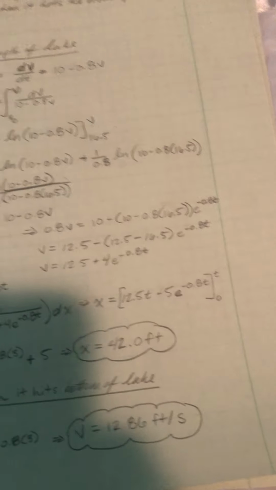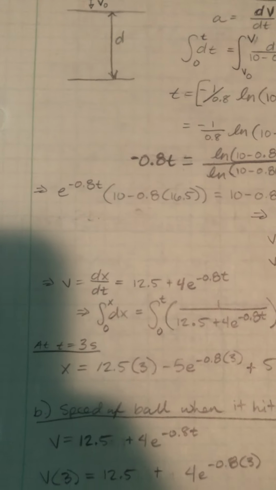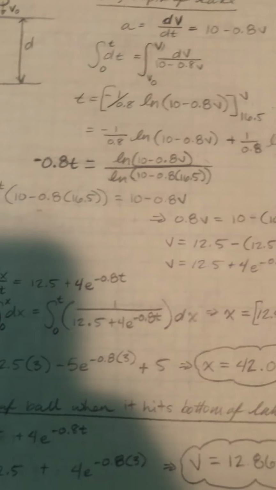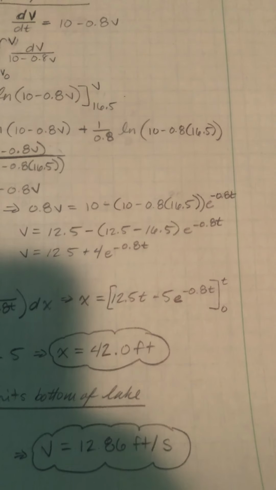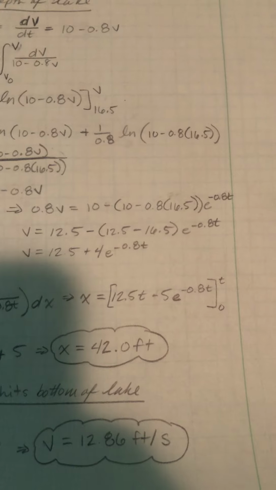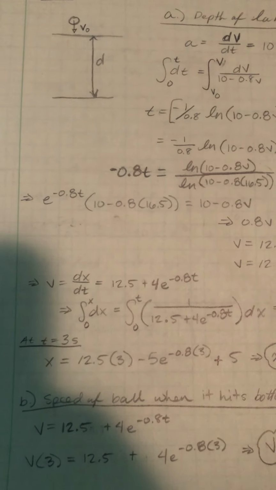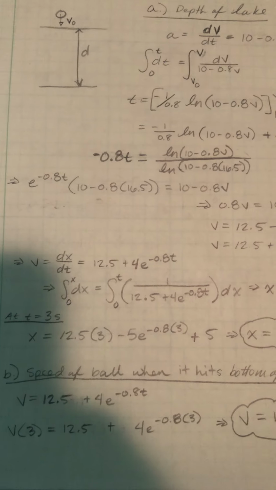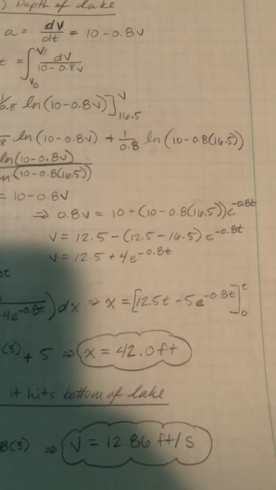Then using that equation, again using another separation of variables, we follow the same process to get a position function of 12.5t minus 5e^(-0.8t), evaluated from 0 to t. Using this equation, at t equals 3 seconds, we plug in the values and find that the depth of the lake is 42 feet.